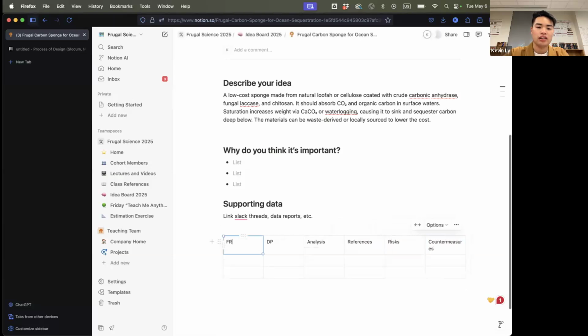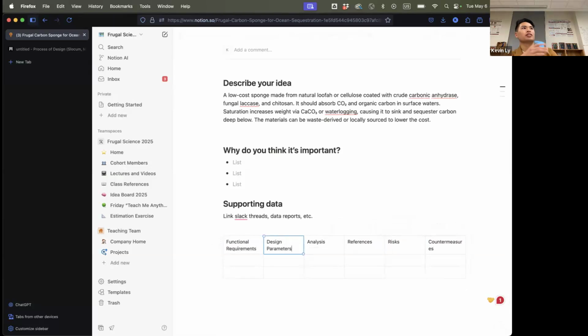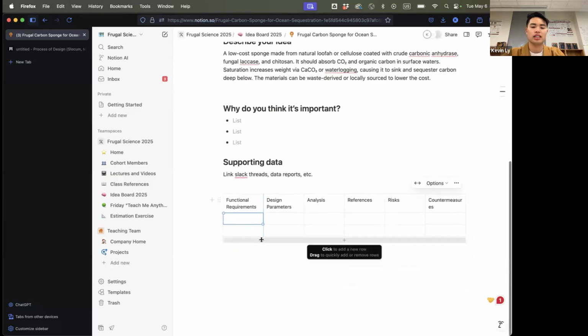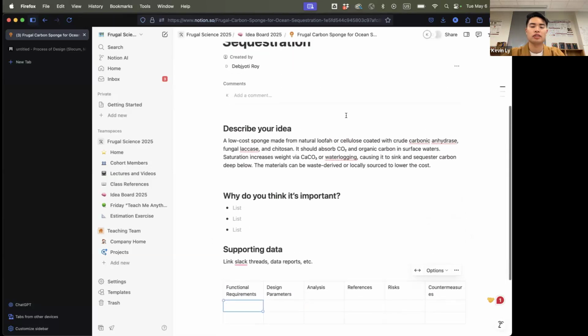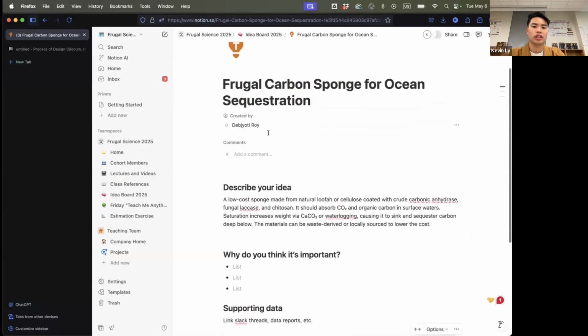And then you can copy it, and then you can start populating ideas under each thing. So that's kind of what I'm doing. This one was created by Debioti Roy.